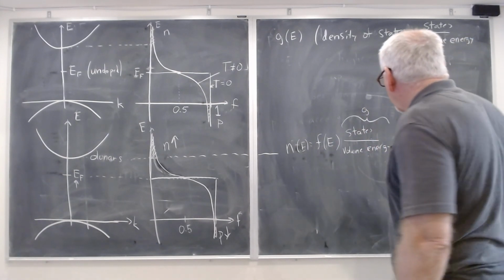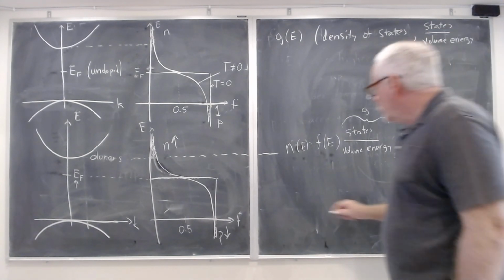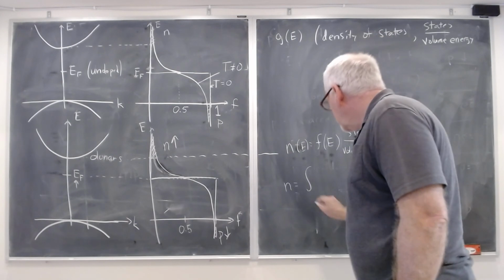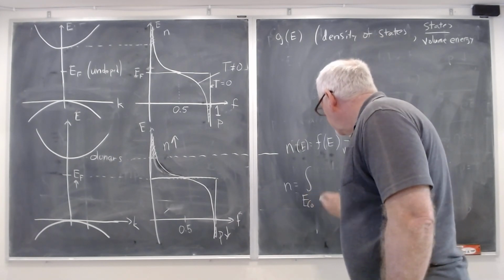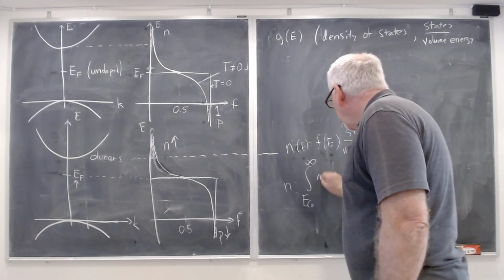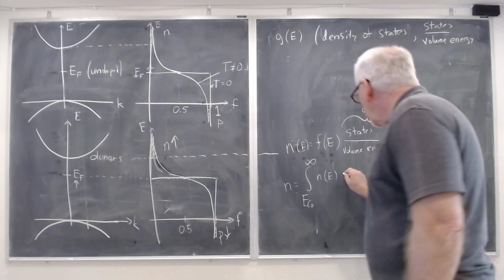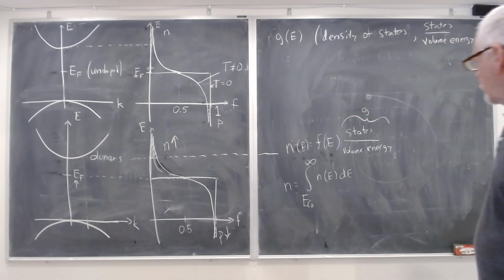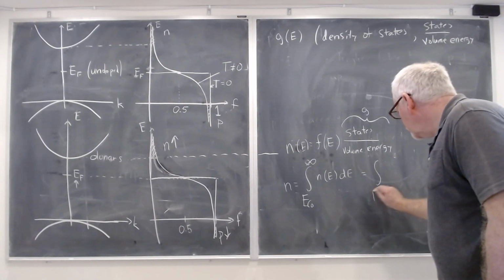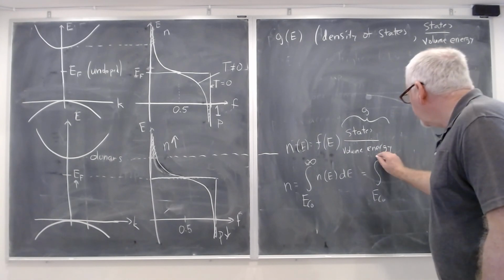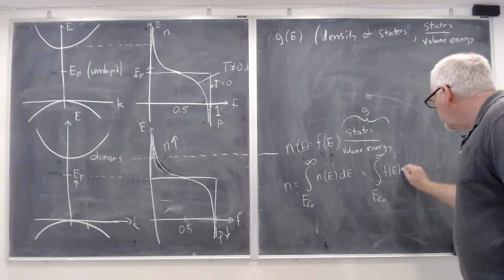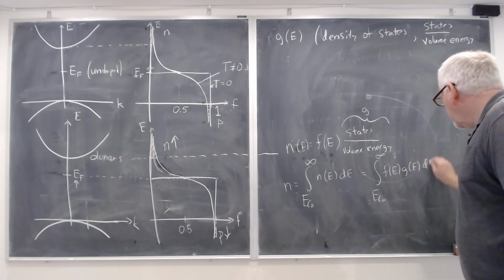That's G. So then N is equal to the interval from the bottom of the conduction band to infinity of N of E dE, and so that's equal to the integral from E_C to infinity of f of E, g of E, dE.